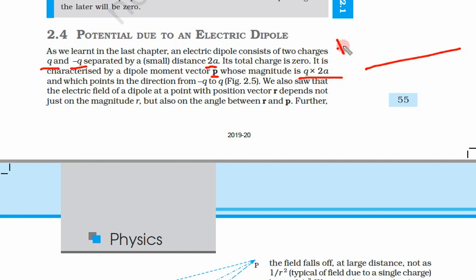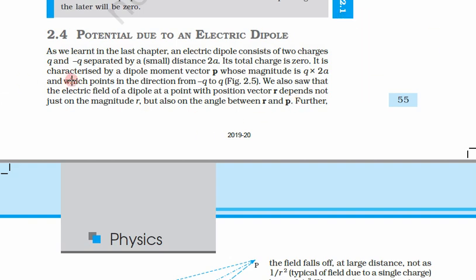So this was the positive charge, this was the negative charge, and the distance is always considered 2a, not a from the midpoint: a on the left side, a on the right side. So the distance is always 2a, and the direction of the dipole, if you remember, is always from the negative side to the positive side. So the direction of P is from negative charge to positive charge. Now let us see what the potential due to this charge is.